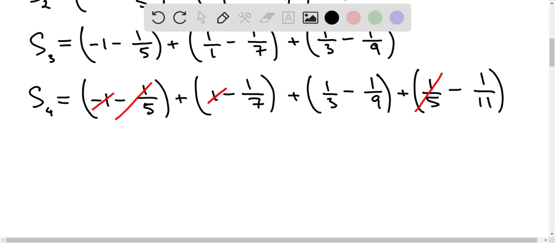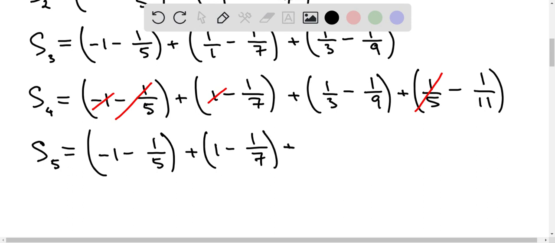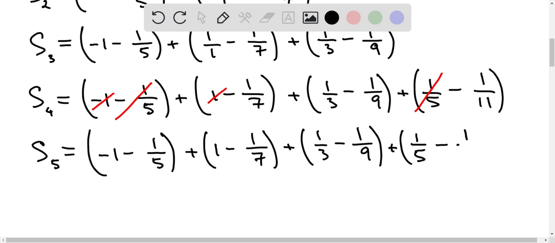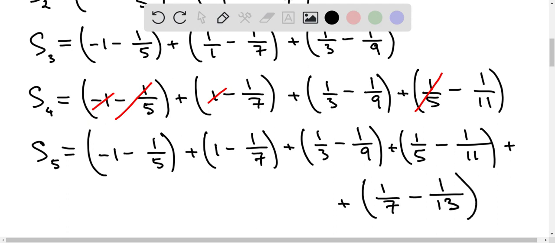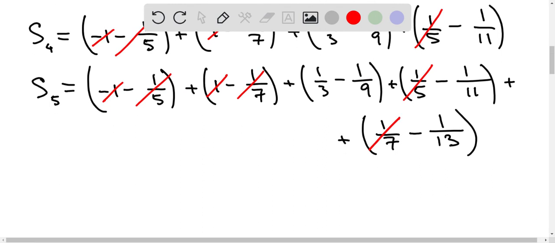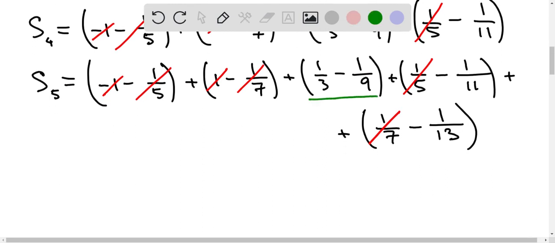Now let's solidify this pattern. For S5, we're going to get minus 1 minus 1 over 5, plus 1 minus 1 over 7, plus 1 third minus 1 over 9, plus 1 fifth minus 1 over 11, plus 1 over 7 minus 1 over 13. So here we can cancel minus 1 and 1, minus 1 fifth and 1 fifth, minus 1 seventh and 1 seventh. So the remaining terms are 1 third, minus 1 over 9, minus 1 over 11, minus 1 over 13, right? Let's find S6.